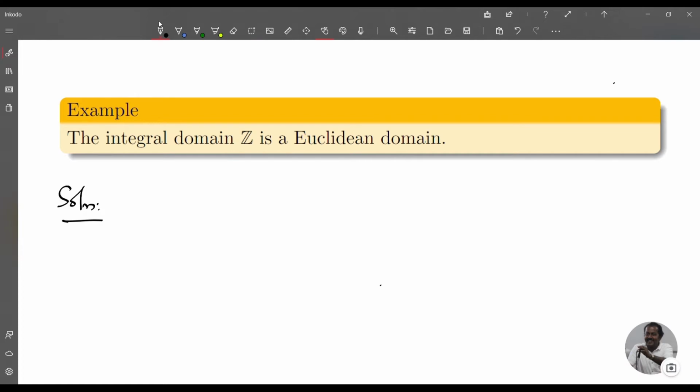Solution: define nu from Z star to Z plus. Z star is the non-zero elements in Z and Z plus is the positive integers, by nu of n equal to modulus of n. Then we are going to show that this is a Euclidean norm.